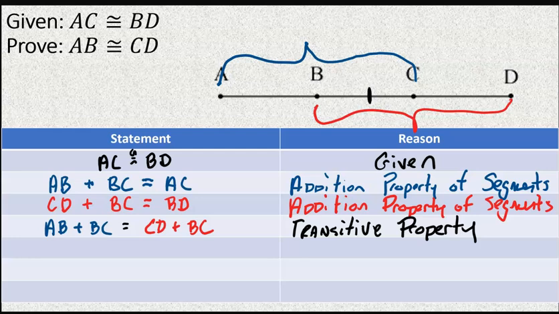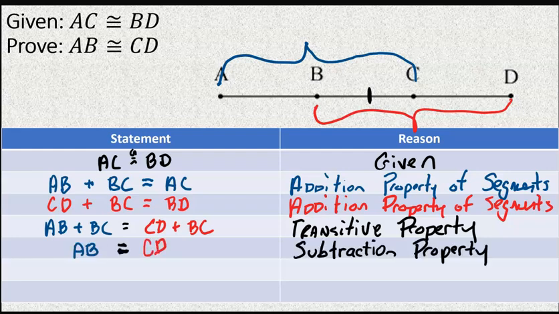Okay, so now, just like the previous proof, I'm just going to subtract that BC. Okay, so now I subtracted the BCs on both sides. So I now have AB is equal to CD. I have one more step to make. That's a serious formality. I'm throwing it in there so you can see it.